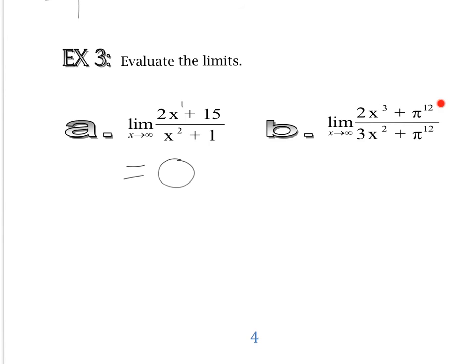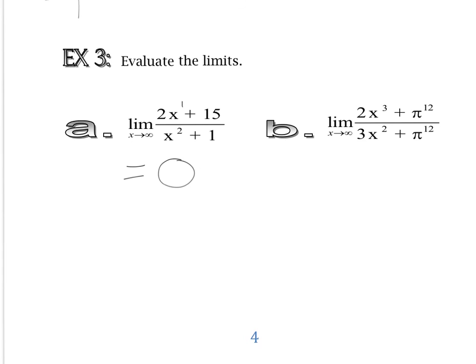Okay, over here, hopefully you didn't get tricked. This is not a variable. Pi is a constant. So it doesn't matter what power it is. This is just some big constant. Maybe a huge number, but it's irrelevant with respect to infinity. It's insignificant when you think about infinity. Even if this was in the billions, it would be infinitesimal compared to infinity.